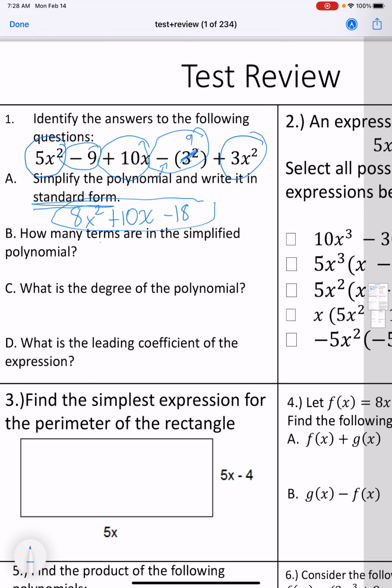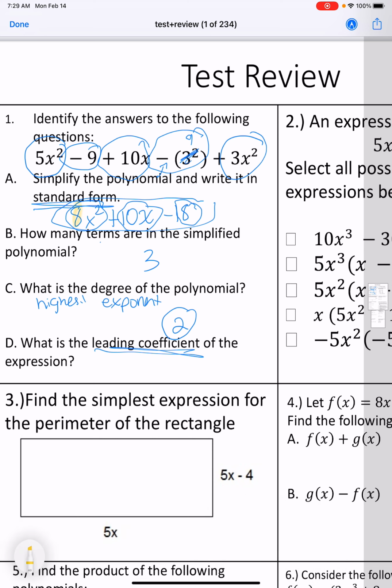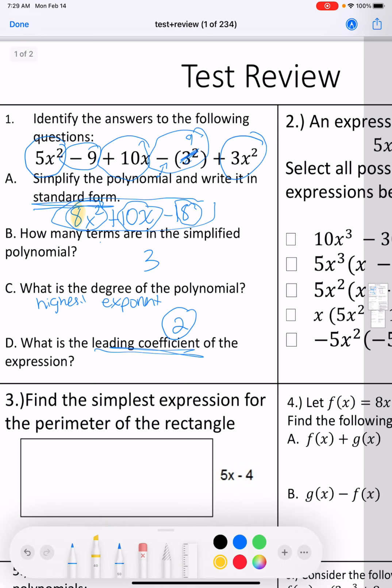This says how many terms are in the simplified polynomial, where there is 1 here, 2 here, and 3 right here. Terms are separated by plus or minus signs. So there are 3 total terms. The degree of the polynomial is the highest exponent, which in this case is 2. And a leading coefficient is the very first number in front of your highest exponent. So in this case, it is 8.